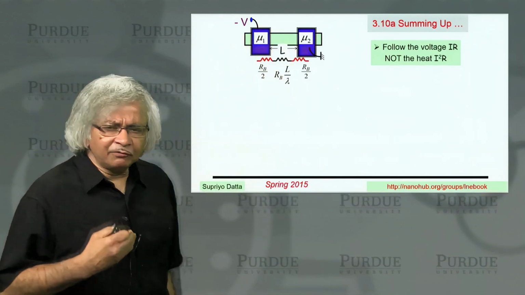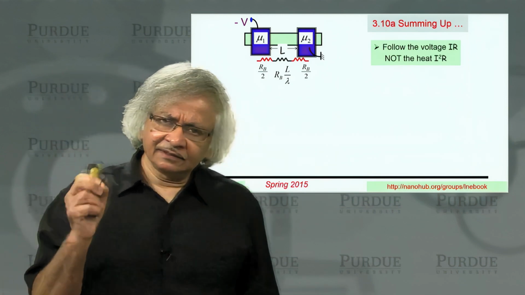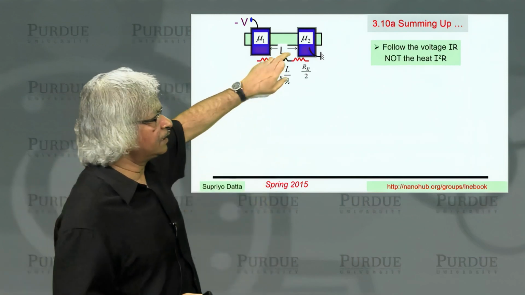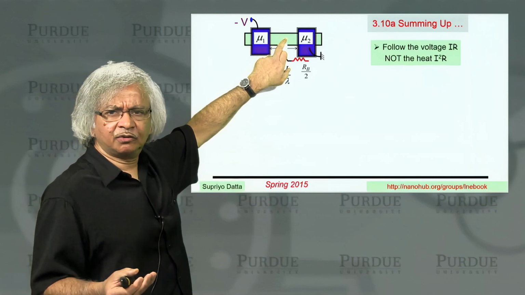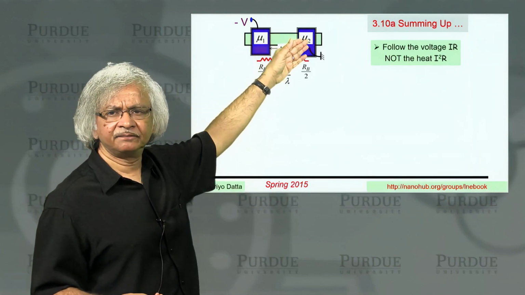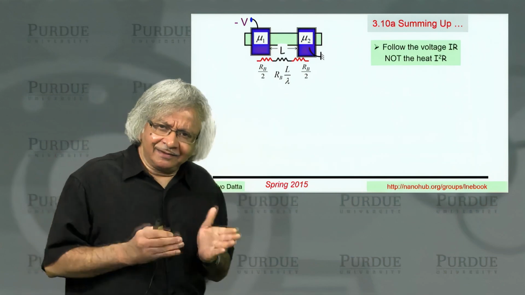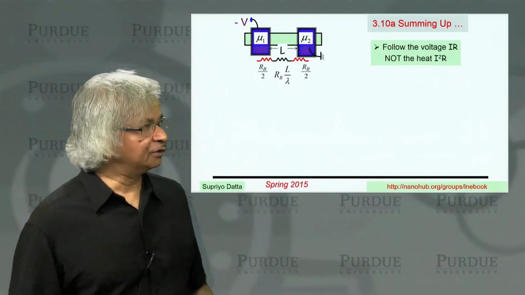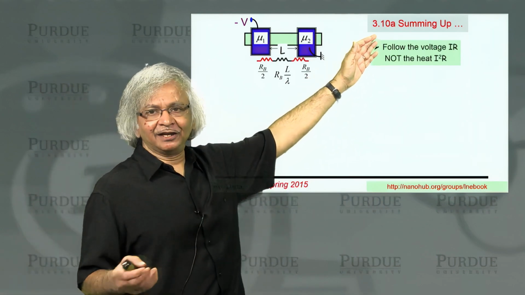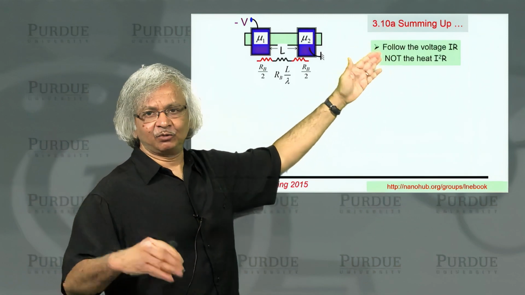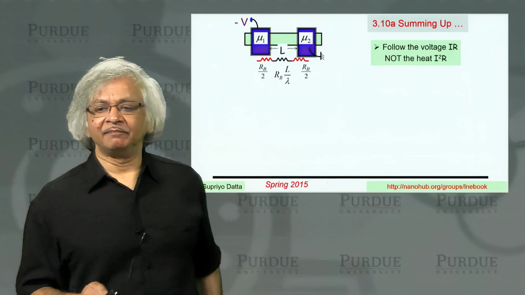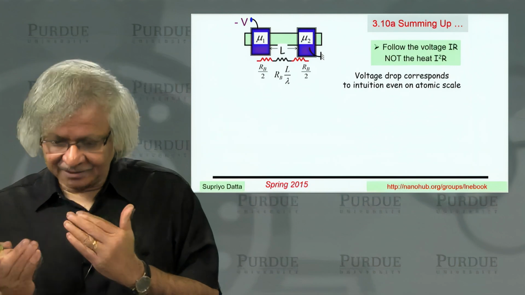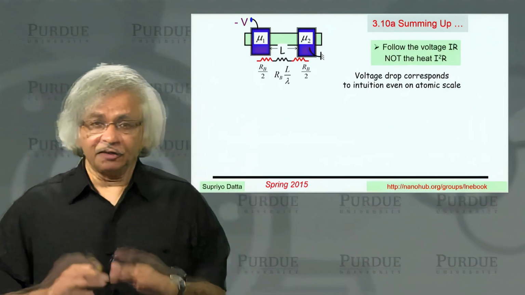But we all have an intuitive feeling that resistance is associated with obstacles. That is, if we put a little hole in here, the resistance should go up because electrons will have a tough time getting across it. So if you want a criterion that lets you see where the obstacles are, it's important to follow the voltage or the IR drop, rather than the heat, which is I squared R. That was our first message, because that voltage drop corresponds to this intuition about resistance being associated with obstacles, even on an atomic scale.